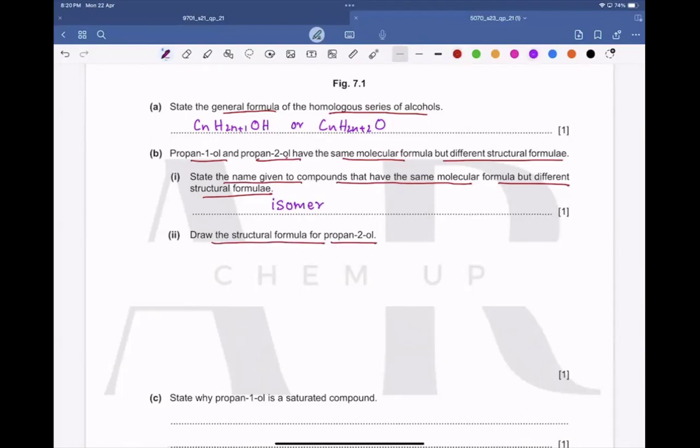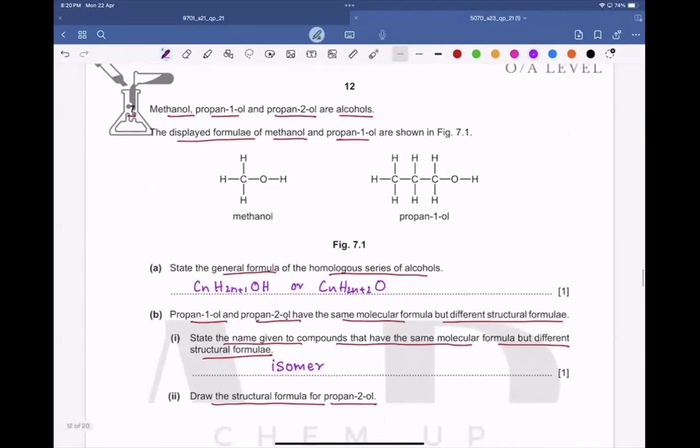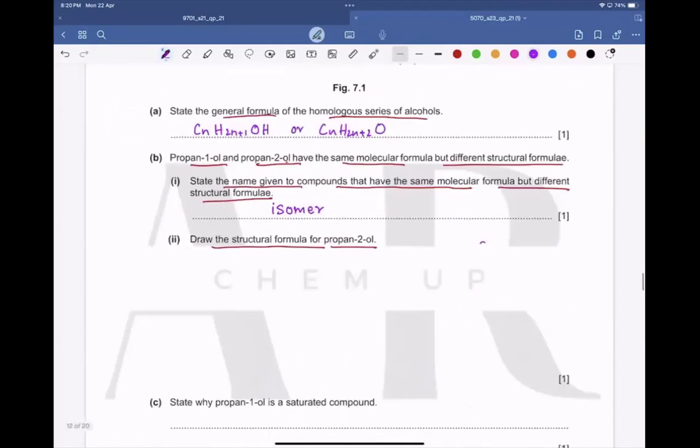So if you see, it's propan-2-ol, let me make the displayed formula over here. Prop means 3 carbons, so I put 3 carbons, and it's propan-2-ol, so OH is on the second carbon, right? So the first carbon is going to have 3 hydrogens, the second carbon is going to have 1 hydrogen, and the third carbon also is going to have 3 hydrogens. So the structural formula would be CH3, CH, OH, CH3.